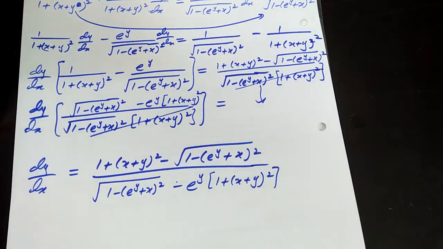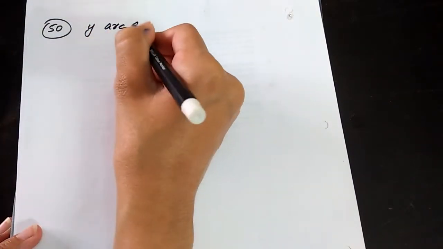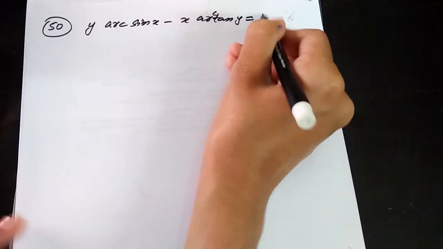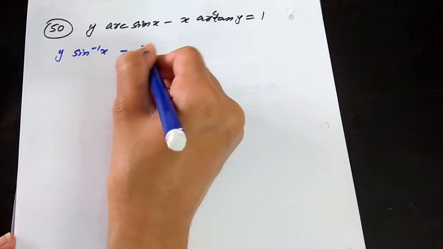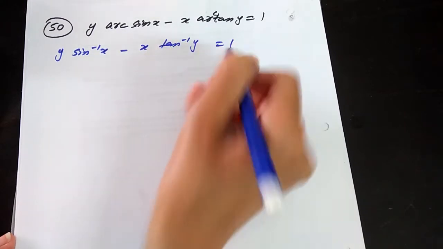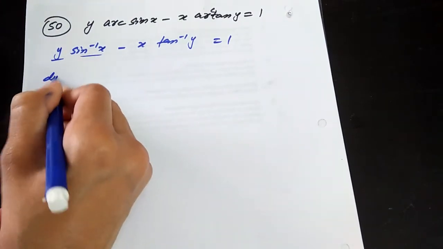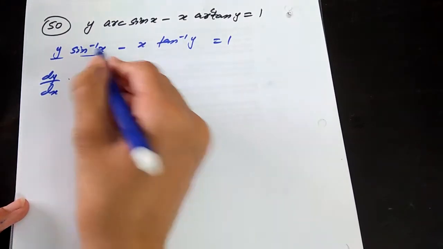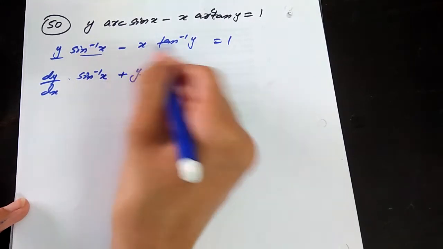Let's move on to the question number 50 of the same exercise. This is also an implicit function, y arc sine of x minus x arc tangent of y equals to 1. This can be written as y sine inverse of x minus x tangent inverse of y equals to 1. Differentiating both sides with respect to x, we will use the product rule here. We will get dy by dx into sine inverse of x as it is. Now y will come as it is and the derivative of sine inverse of x is 1 over under root 1 minus x square. Minus, use the product rule here again.